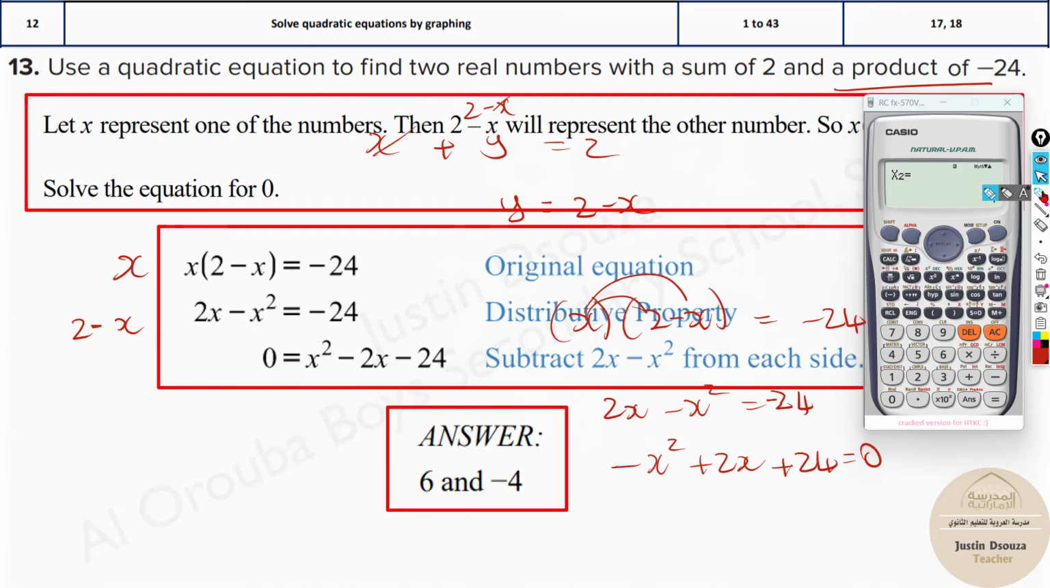Now here you can just take this to the other side as well or change the signs, because this side will be 0 equals x squared minus 2x minus 24, sorry. So this is equivalent, that's no problem. Even if you put this or this equation, you will get the same answers. So you can try that out.